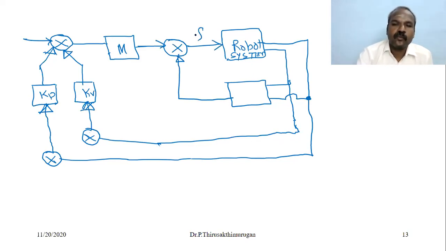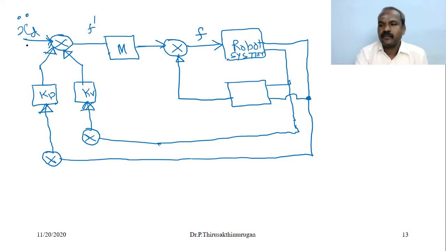What is the input to the robot system? F dash. So unit mass. Clear? So this is xd double dot. Okay, what is xd double dot? Xd double dot equal to, this is plus, this is what? This is e dot. Let's see this first, then only you can understand.